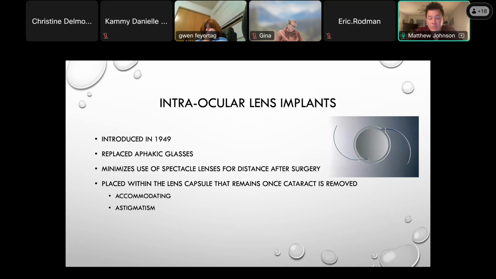And they, again, are placed within that lens capsule. So they leave the actual lens capsule. They just remove all the inner parts out. And they now have lenses that are accommodating. They also have lenses that are for astigmatism. So again, reducing the need for glasses afterwards. So that's why the insurance asks, okay, is there a part where it's cosmetic, or is this medical because it's affecting your quality of life?